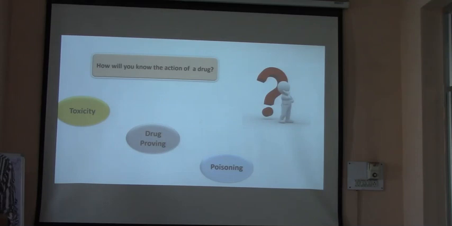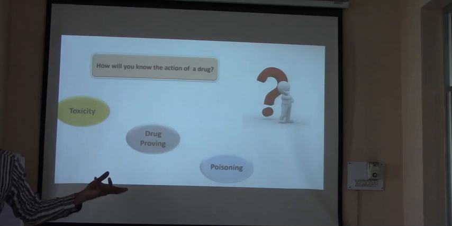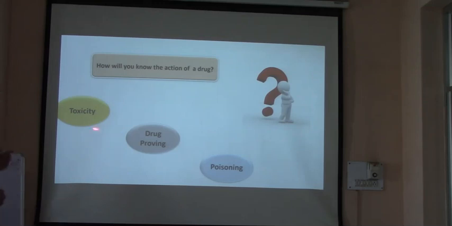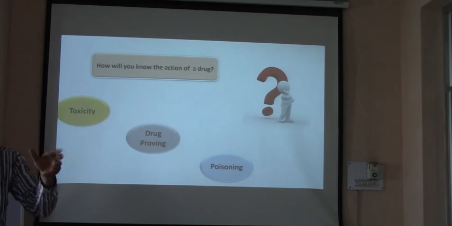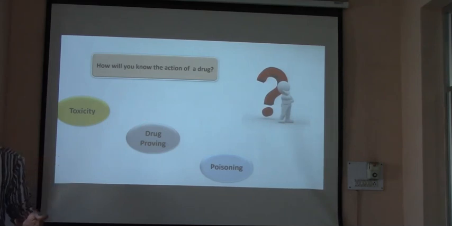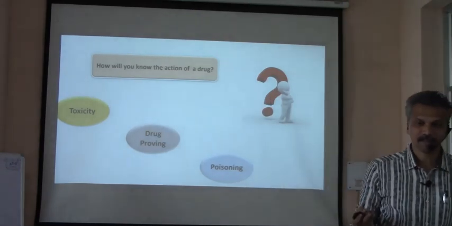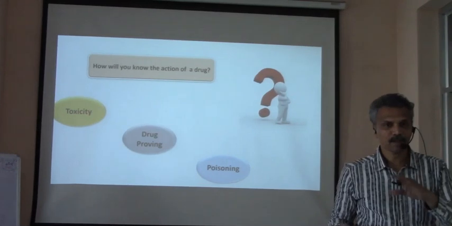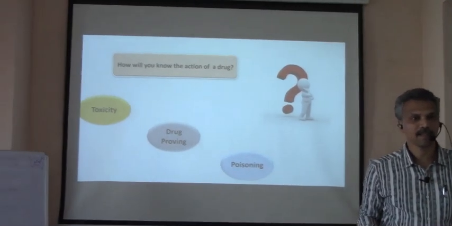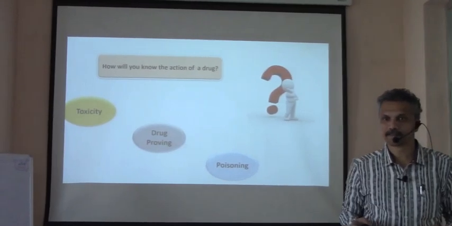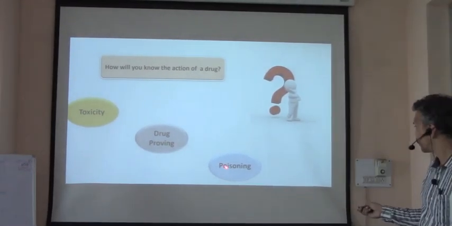Could be in a lesser form. And it can be over a period of time. Okay. For example, people working in graphite factory. People working in lead factory. They might come up with graphite's toxicity. Okay, so if you read Clark, if you read graphites, or if you read other remedies, especially plumbum, so there it is mentioned that toxicity also adds to the bulk of the homeopathic literature. So toxicity, drug proving, and poisoning.